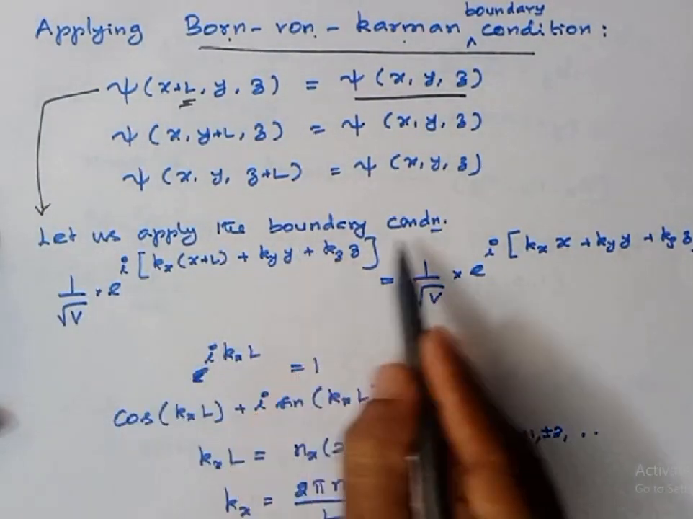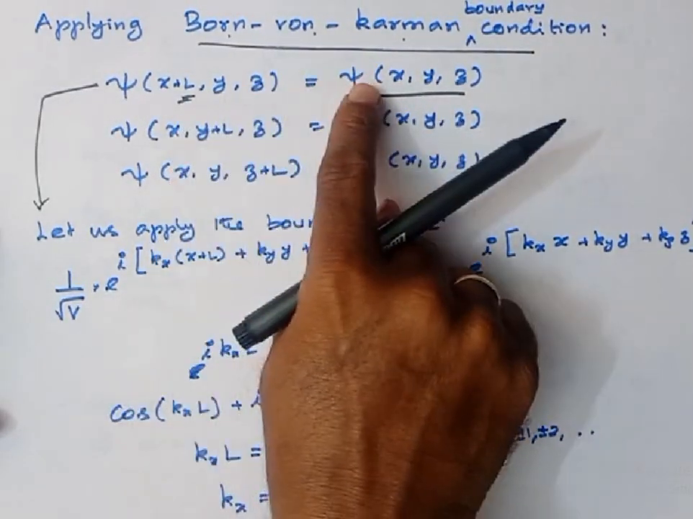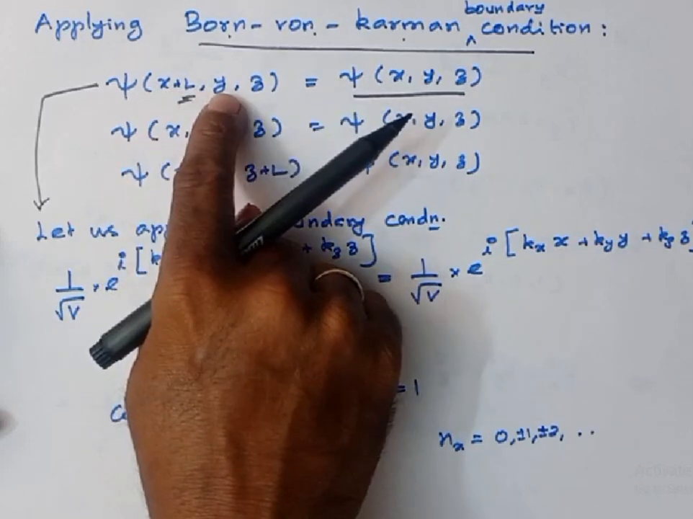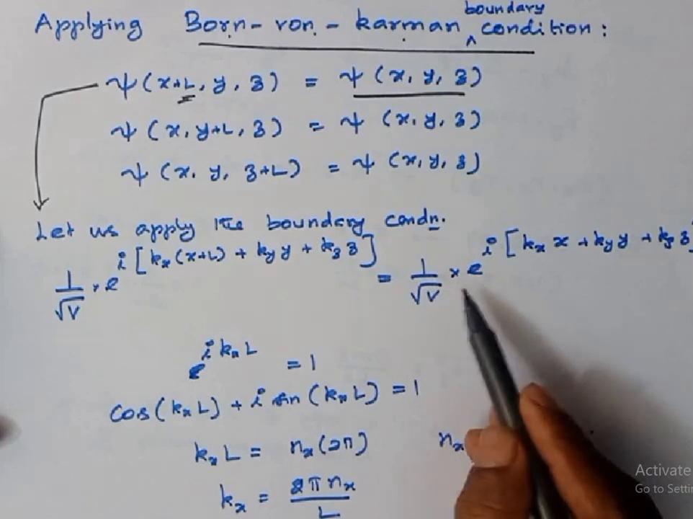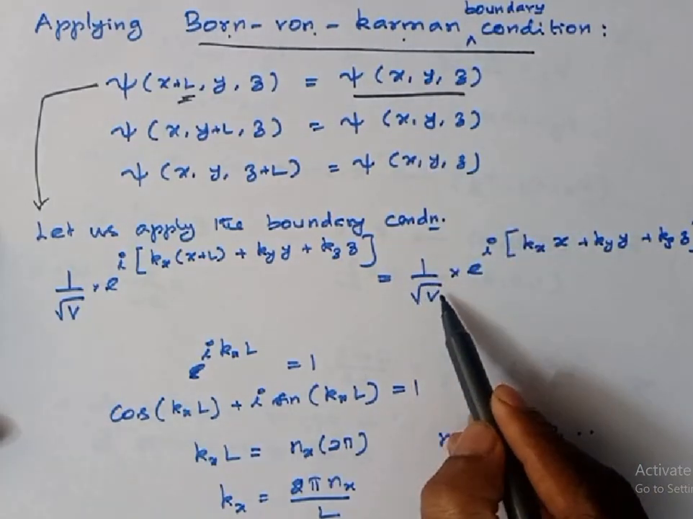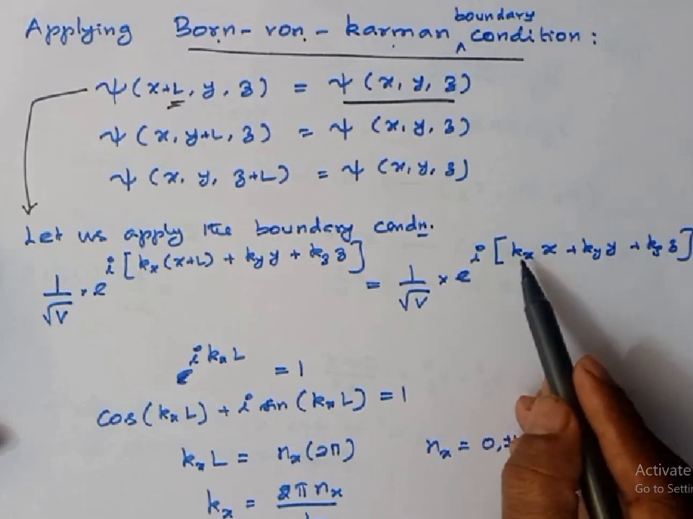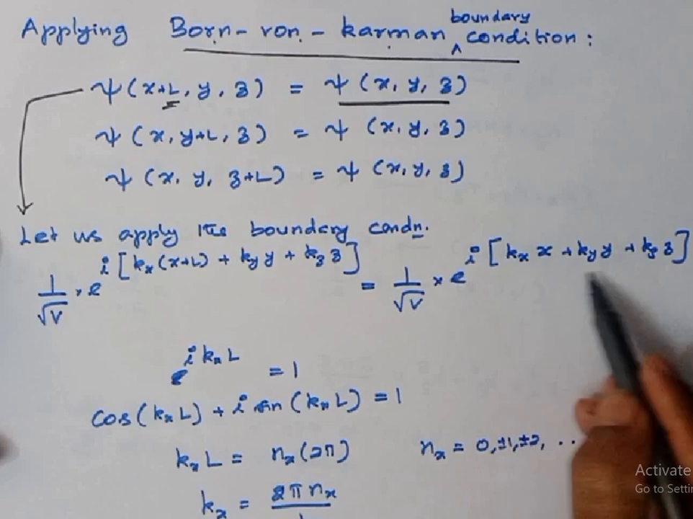So let us apply the first boundary condition. What is the first boundary condition? Psi of x comma y comma z is equal to psi of x plus L comma y comma z. Clear? And you know very well the general formula for the wave function is 1 by square root of V into e power i k dot r. If I take the dot product of the k vector and r vector, I'll get this.